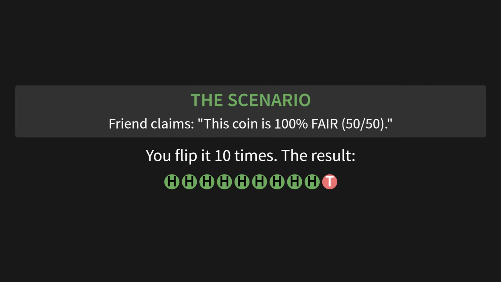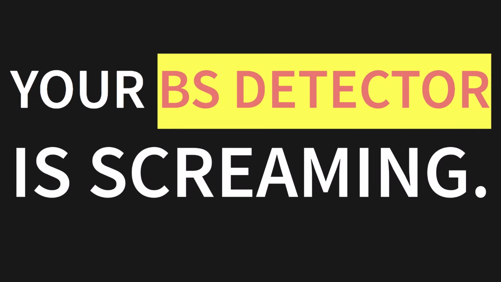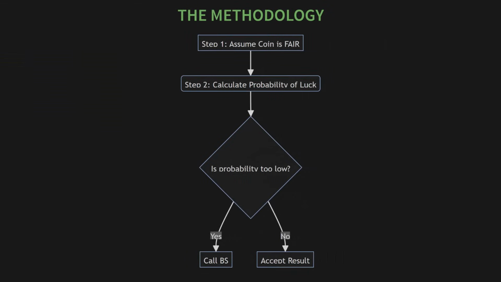And the result? Well, look at this. Head, head, head, another head. All the way down, you get 9 heads and just 1 tail. Right about now, your internal BS detector is absolutely screaming. But how do you prove it? Well, the methodology is actually super intuitive. Let's walk through this logic.